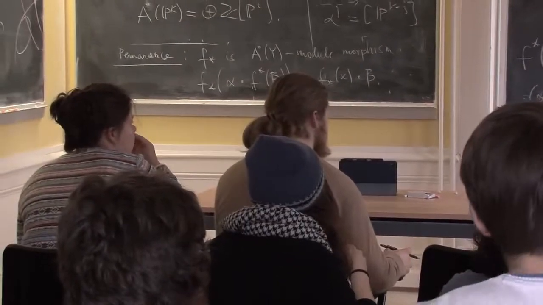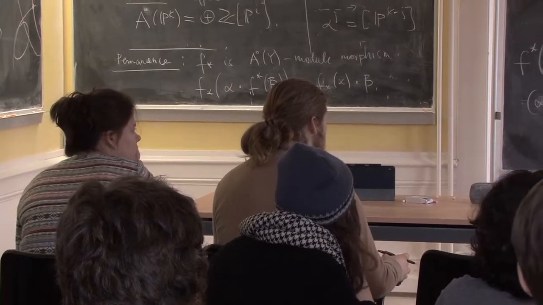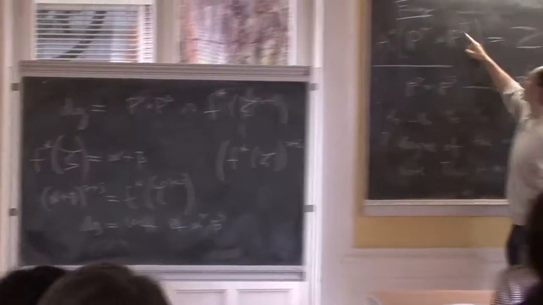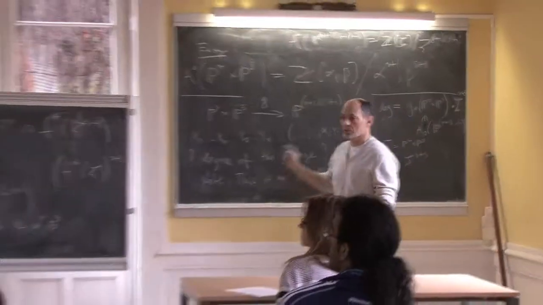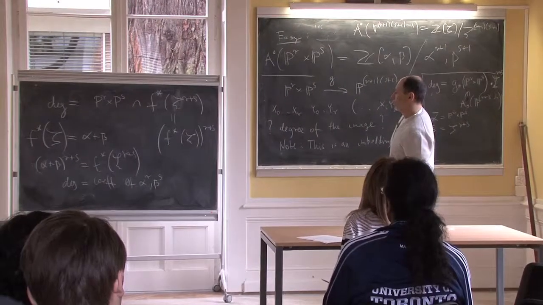I'm sorry, how did you define zeta? What is zeta? Zeta is just, because we have three projective spaces, P^r, P^s, and P^(r+1)(s+1), a generator there. So those are the three letters.